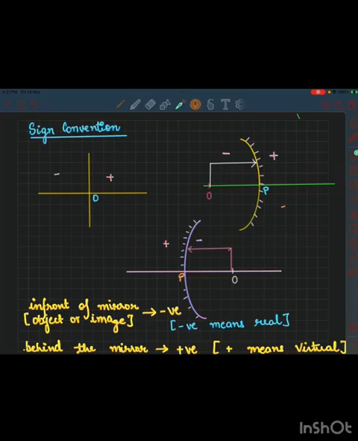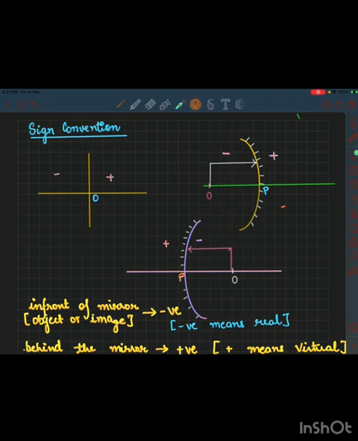Good evening, everyone. Today we will be studying sign convention, which is a very important yet confusing topic for most of the students in the chapter Light of Physics. Sign convention is very simple if we understand the basic rule.